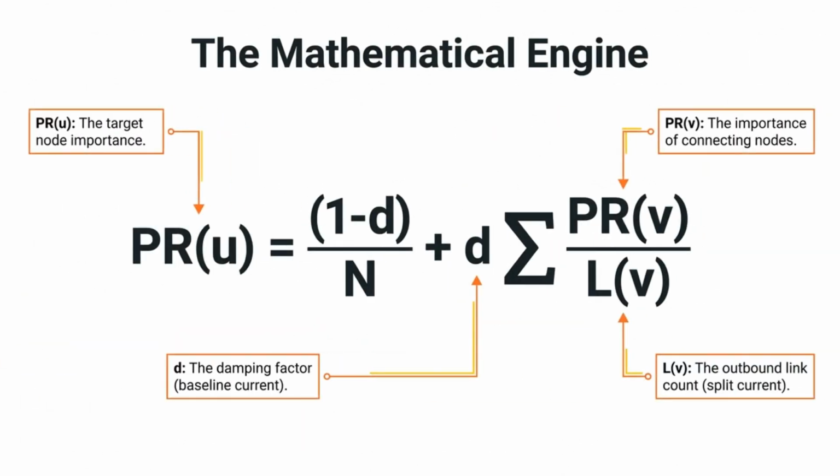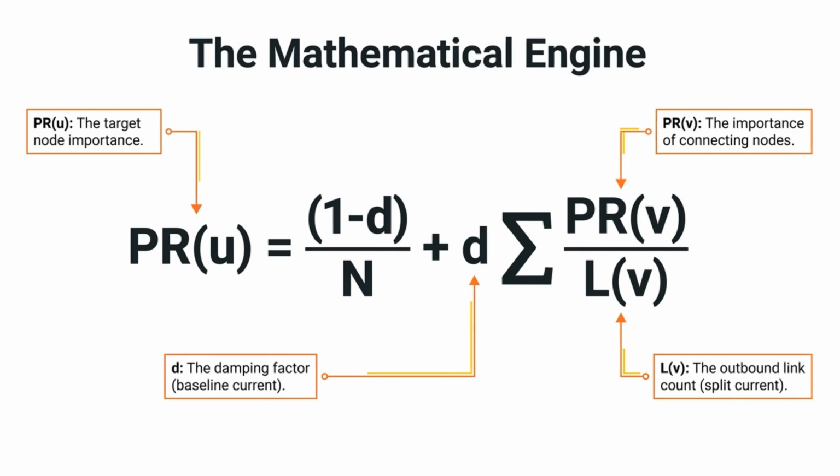The PageRank algorithm functions as a mathematical engine. By calculating target node importance based on connecting nodes, a damping factor, and outbound link counts, it ranks the significance of entities in a network.